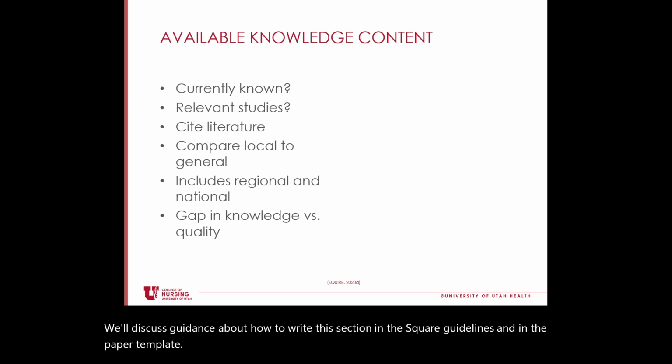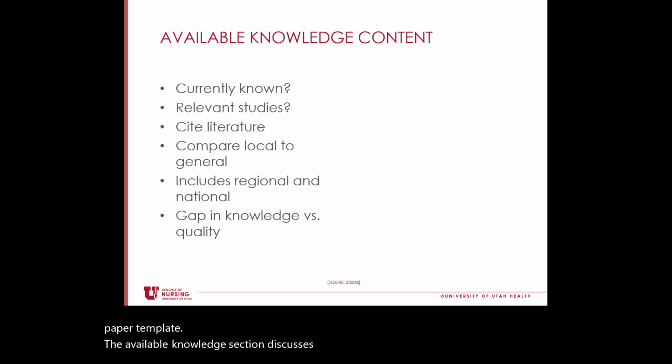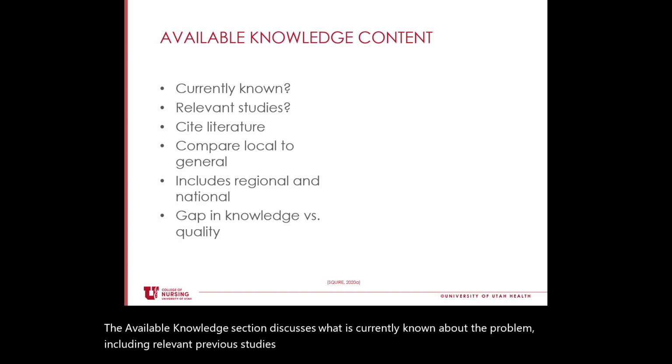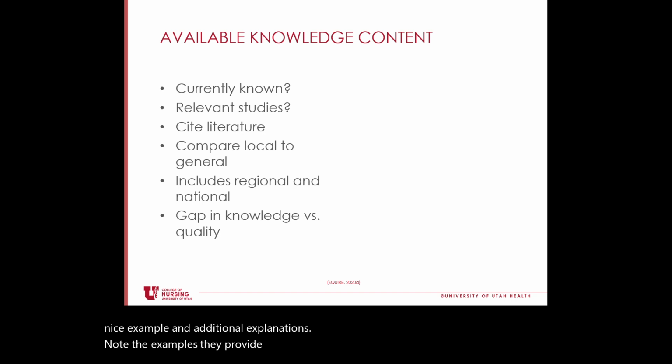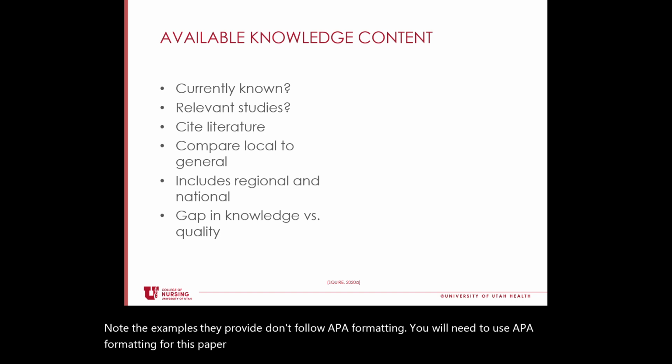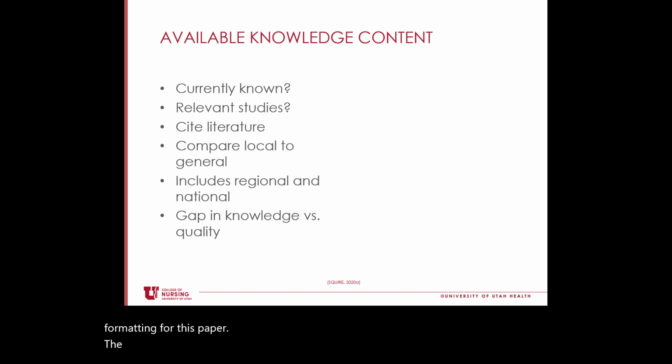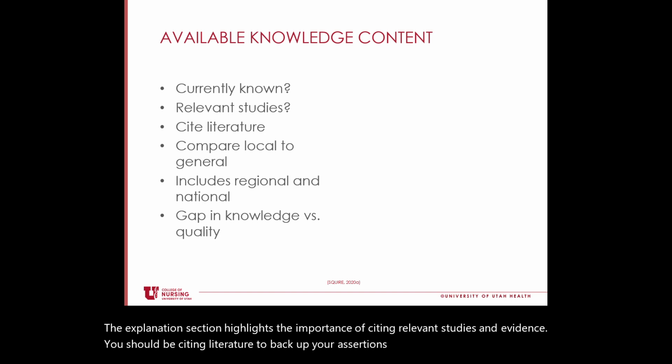The available knowledge section discusses what is currently known about the problem, including relevant previous studies. The Squire explanation and elaboration page provides a nice example and additional explanations. Note the examples they provide don't follow APA formatting. You will need to use APA formatting for this paper. The explanation section highlights the importance of citing relevant studies and evidence. You should be citing literature to back up your assertions in this section.